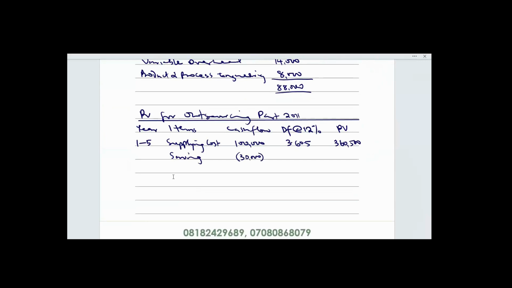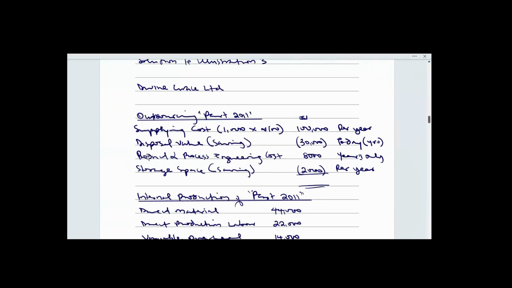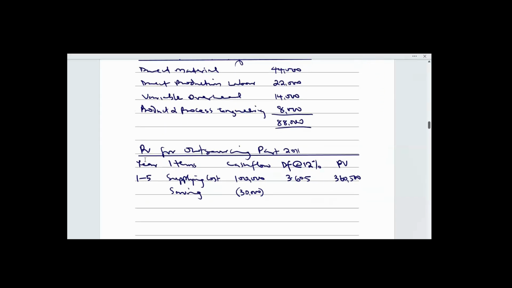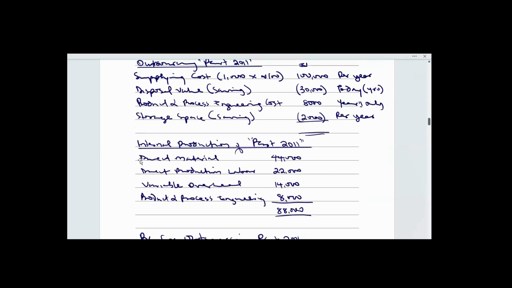I will go back to my notes. That 30,000 naira, when is it going to occur? The examiner told us that today it will be disposed of at 30,000 naira. Today means year zero, immediately. So here I put 0. Discount factor at year 0 is equal to 1. 1 multiplied by 30,000 is 30,000, less, to reduce the cost. I'll pick the next one.